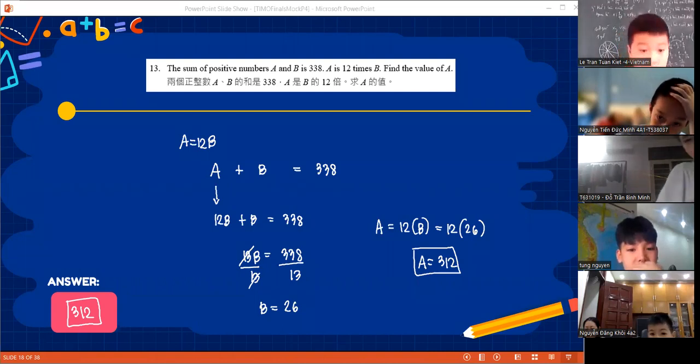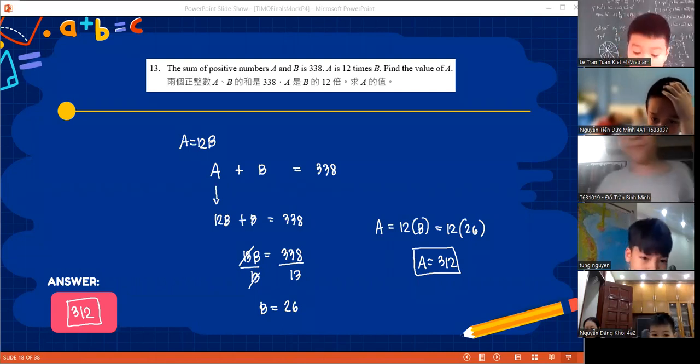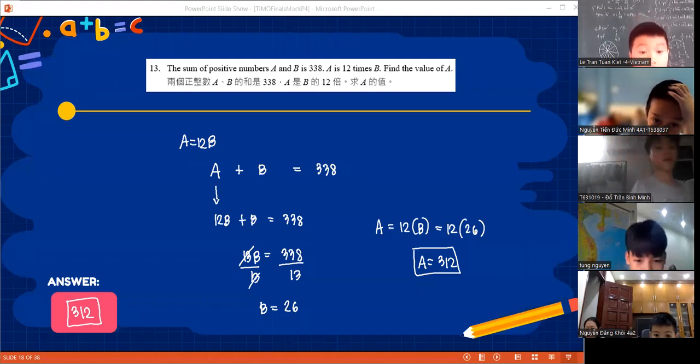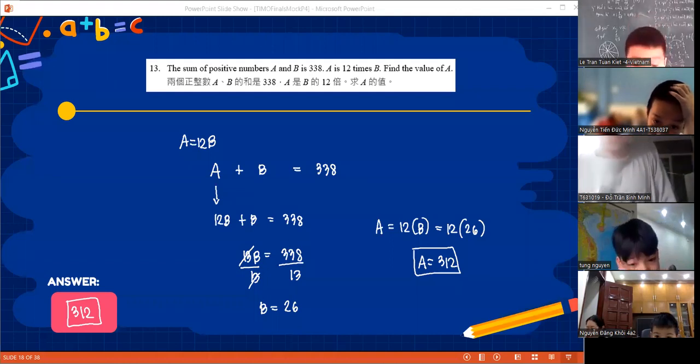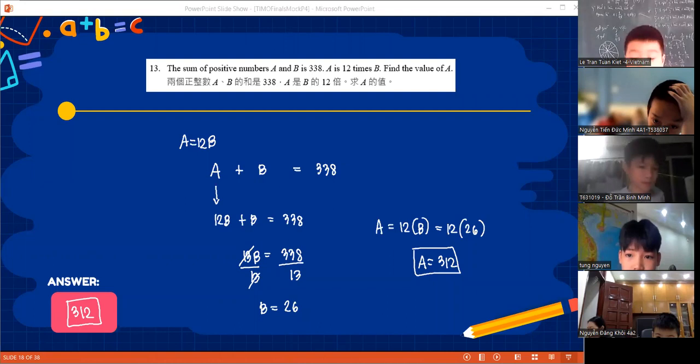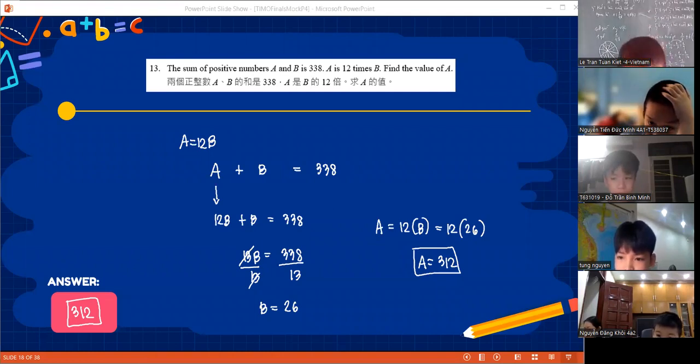Okay? Once you're able to confirm your answer, which is 312, you can stop flooding the chat box. Okay? You can stop flooding the chat box because I cannot read the important chats of your classmates.